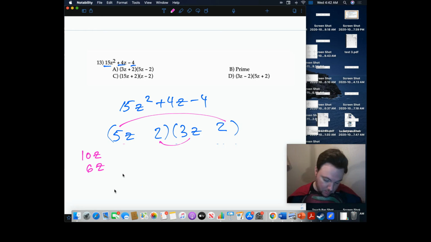All right, so 10 and 6. With 10 and 6, can I get to 4? Well, absolutely, if I subtract. Notice that I want a positive 4, so it has to be 10 minus 6. That means the 10 has to be positive and the 6 has to be negative, which is answer choice A. So there you go. Let's keep going.